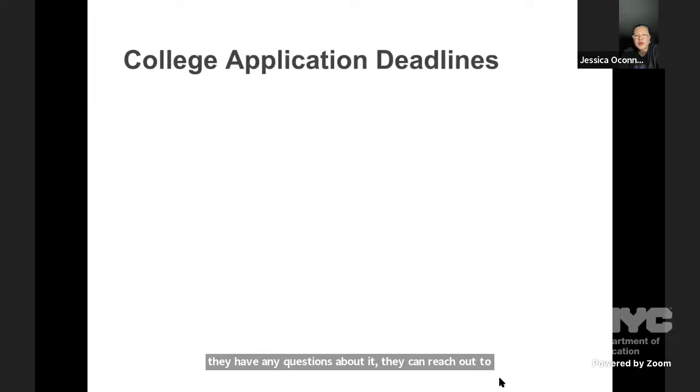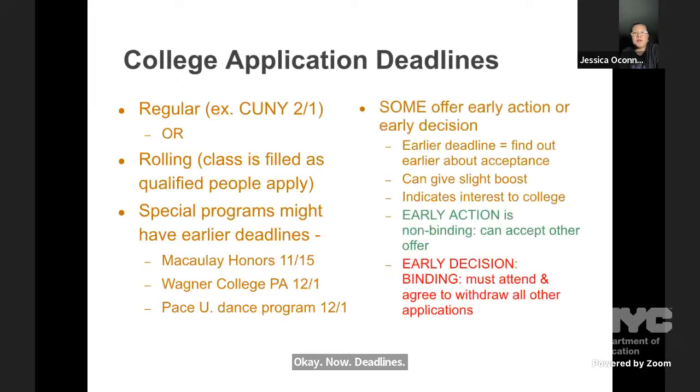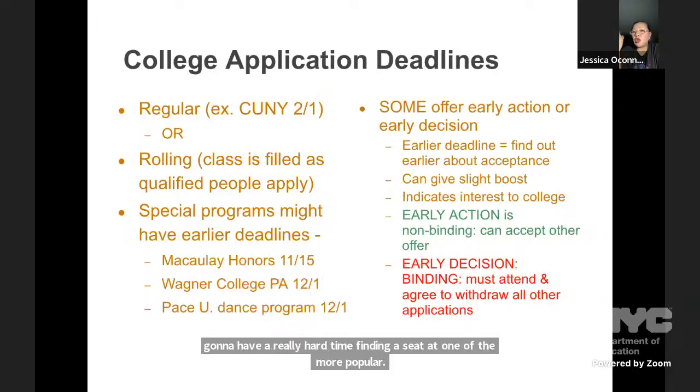Okay, next. Okay, now deadlines. Keep going. You can look these up on Naviance. They come in different flavors, okay? There's regular deadlines, which are like a hard deadline. Okay, so for example, CUNY's hard deadline is February 1st. That means if you apply to CUNY before February 1st, you have a chance of getting a seat at one of the CUNYs. If you apply after February 1st, you're going to have a really hard time finding a seat at one of the more popular CUNYs. There's also something called rolling admission.